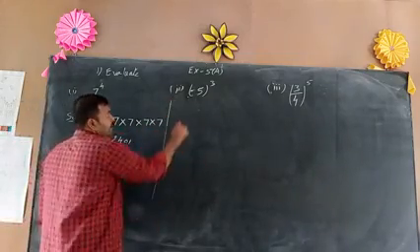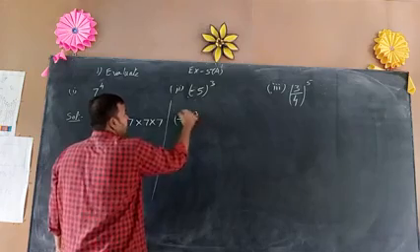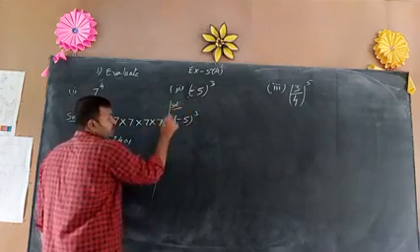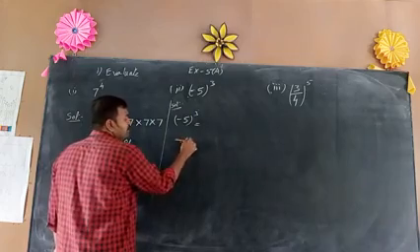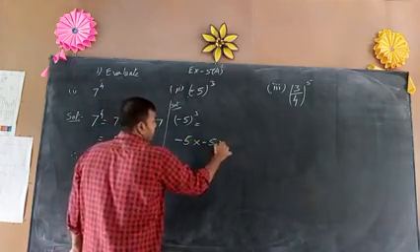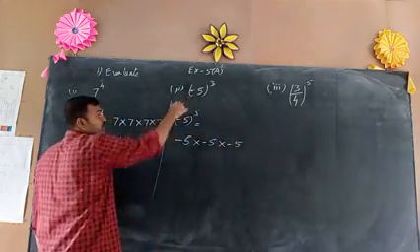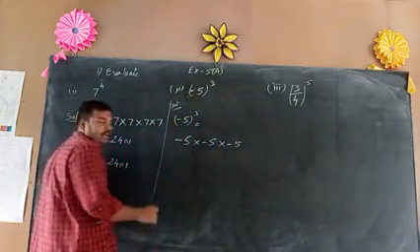Take the next sum: minus 5 whole to the power of 3. Solution for this sum: this minus 5 we have to repeat 3 times. Minus 5 into minus 5 into minus 5. The minus is also inside, so we have to repeat that 3 times, minus also.